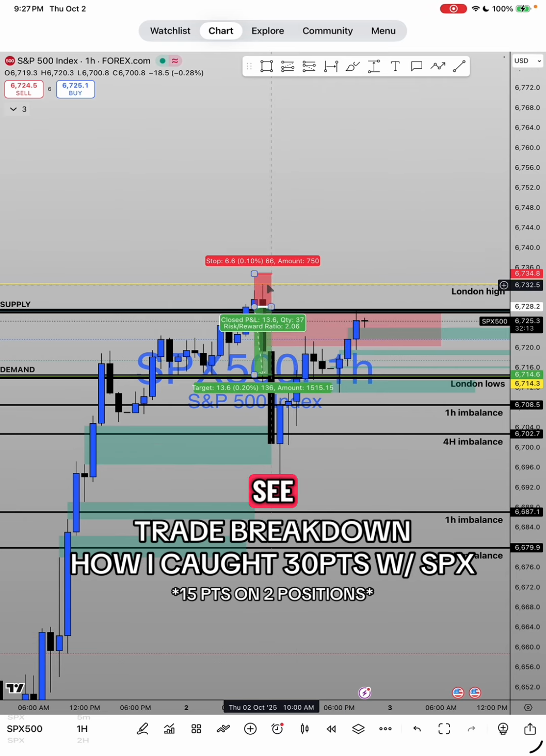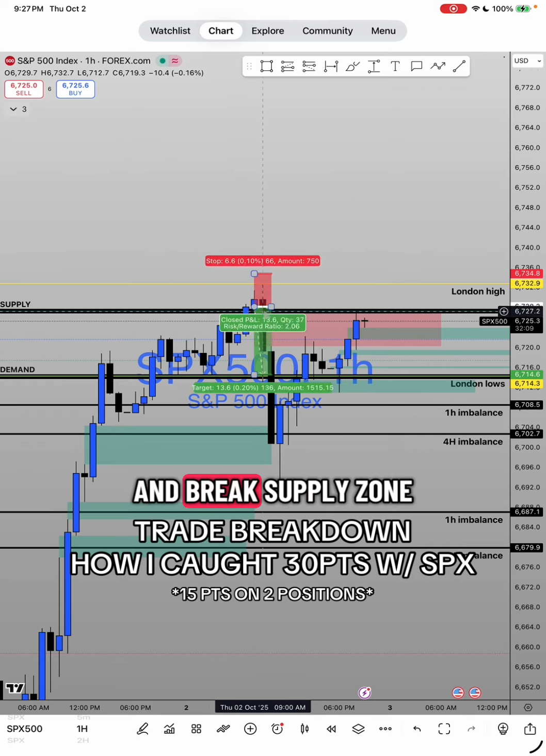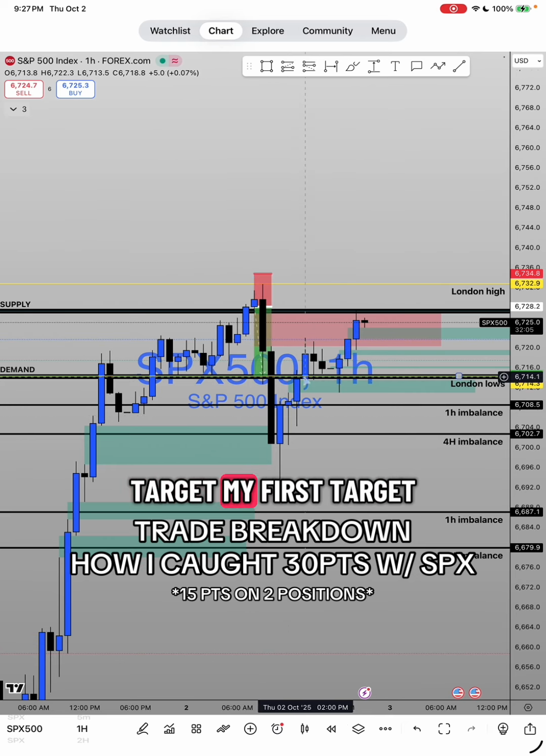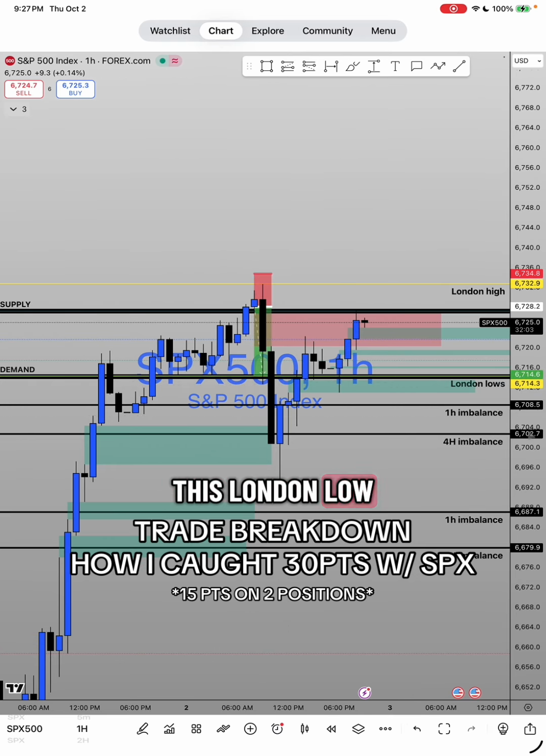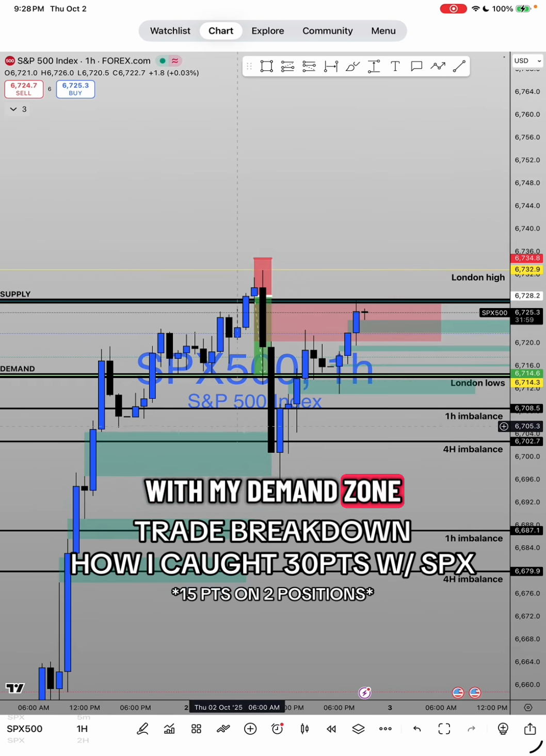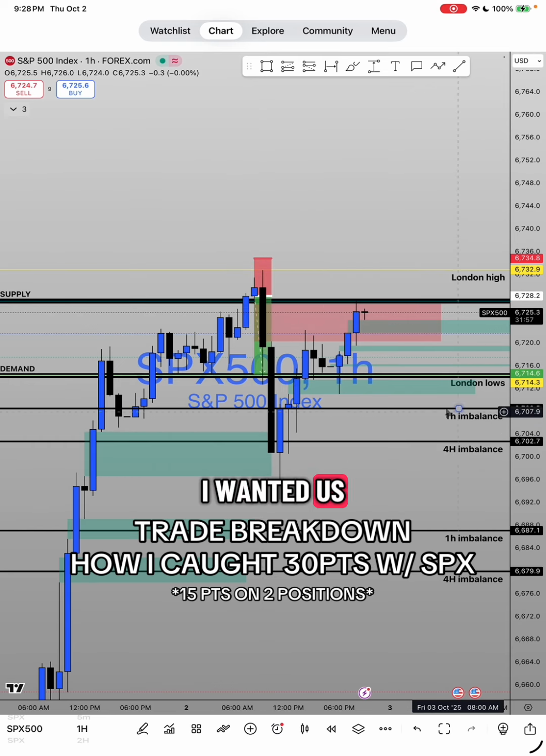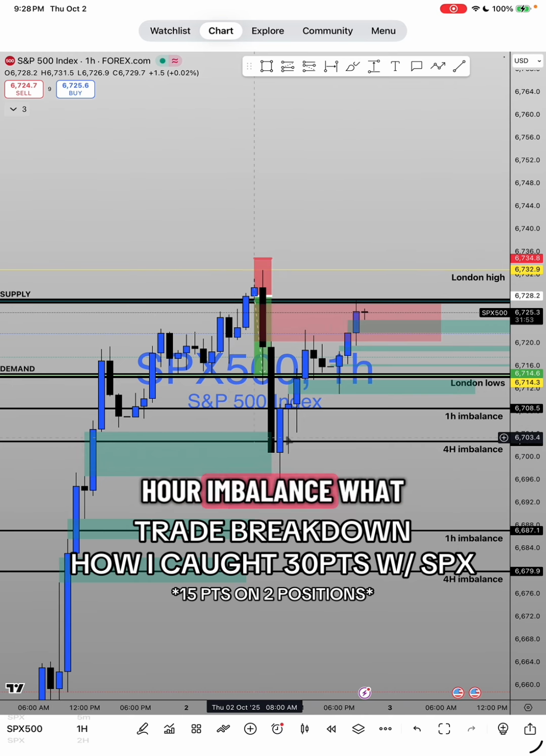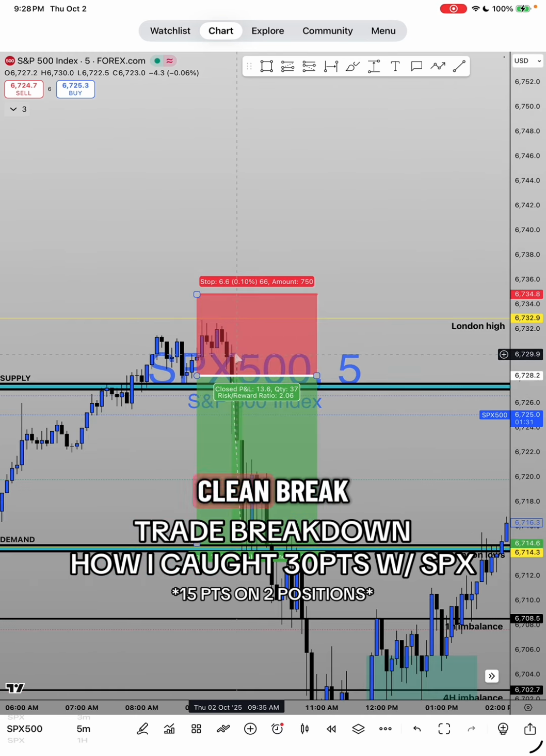I wanted to see us bounce off of this London high and reject and break the supply zone. My first target was this London low right over here, which aligned perfectly with my demand zone. And if we were to break that, I wanted us to take the liquidity here on this 1 hour imbalance and this 4 hour imbalance. Now, what we had was a clean break.